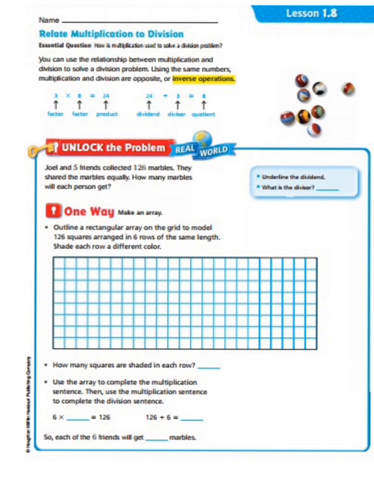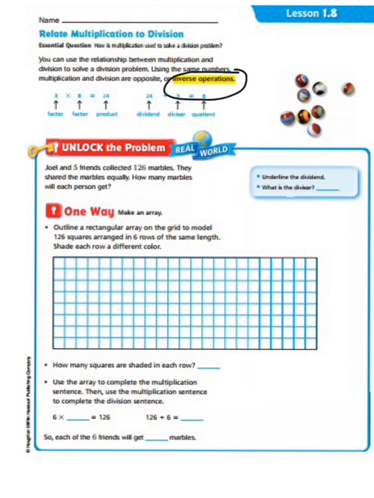Let's begin by taking a look at our essential question. How is multiplication used to solve a division problem? Well, let's get an understanding of this. You can use the relationship between multiplication and division to solve a division problem. Using the same numbers, multiplication and division are opposite or inverse operations. This inverse operation term is going to be very important.